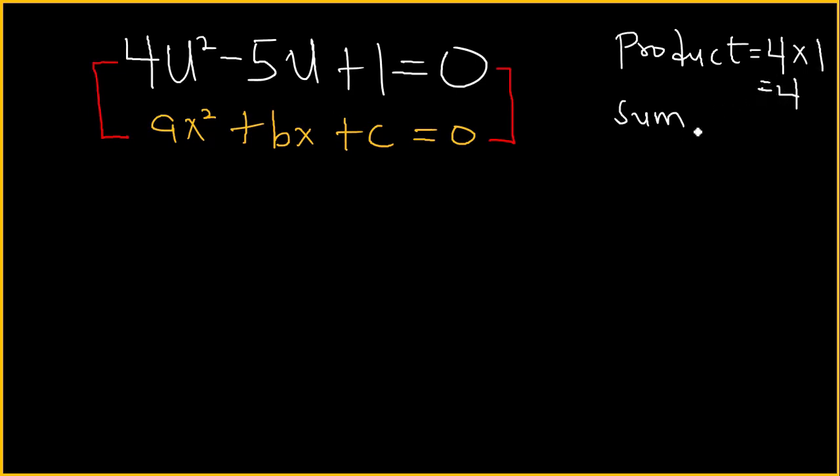And with the sum, we are going to find two common terms from this product which, when added, give negative 5. So we have negative 4, negative 1. Negative 4 times negative 1 gives us 4, and negative 4 plus negative 1 gives us negative 5. We are going to substitute in negative 5 as negative 4, negative 1.